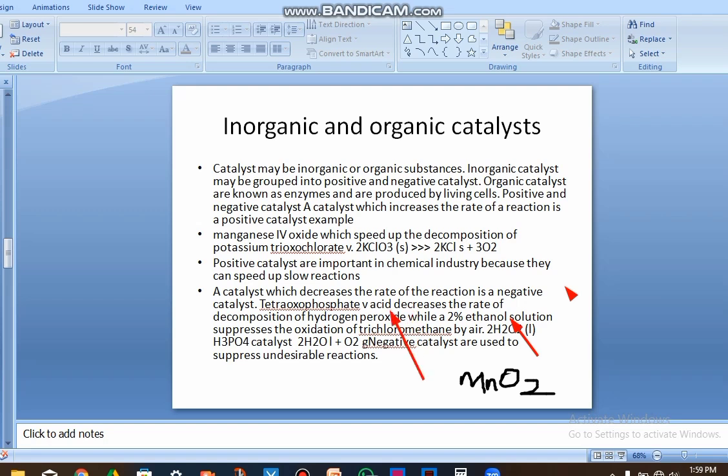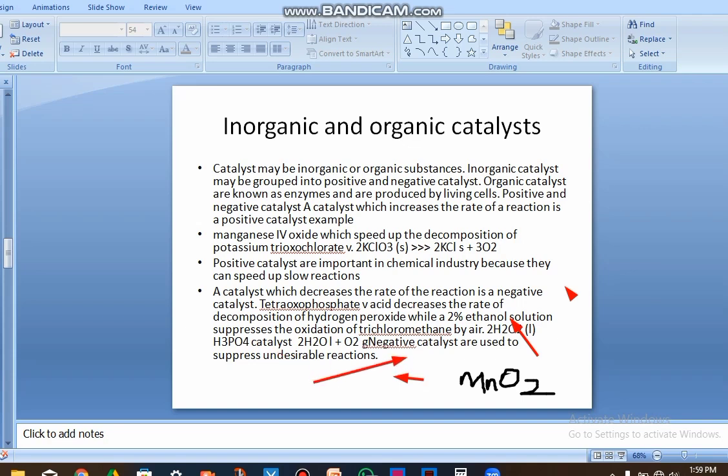Also, a 2% ethanol solution suppresses the oxidation of trichloromethane by air. This is the formula of the tetraoxophosphate 5 catalyst. Look at it, tetraoxophosphate 5. It is used to suppress reactions. Make sure you take note. This is an example of a negative catalyst, tetraoxophosphate 5.